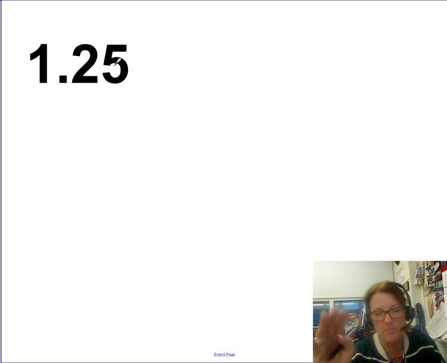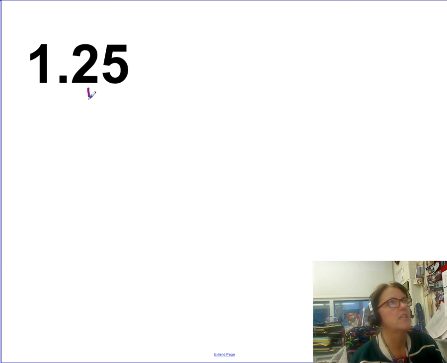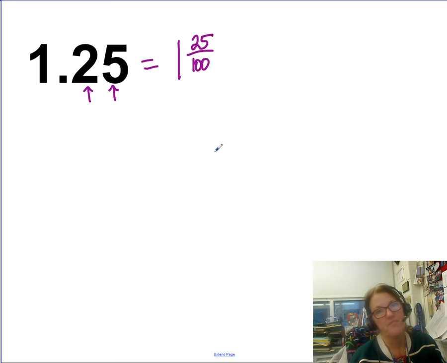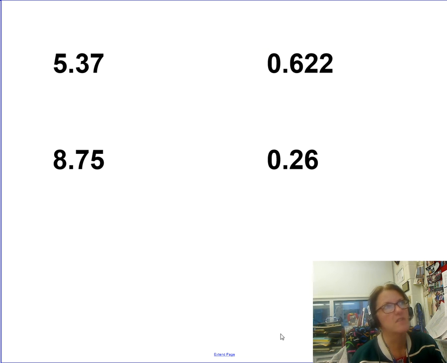1.25. Oh, stop doing that. I should read this properly. 10ths place, 100ths place. This is 1 and 25 hundredths. If you have a whole number in front, just write that as the large part of your mixed number. Then take the decimal part and read it properly, and that will give you the fraction. Not in simplest form yet. Don't forget your whole number. 25 hundredths. Think money. 1 and 1/4.